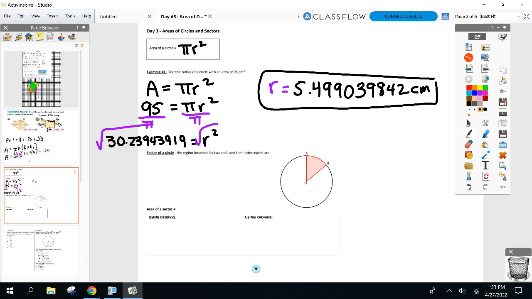Just a question on the work. Are we allowed to write in 95 divided by pi for the square root instead of that line? So take the square root of 95 over pi? Yeah. Sure. Yeah, that's fine. No big deal. My focus today isn't really on area of a circle.